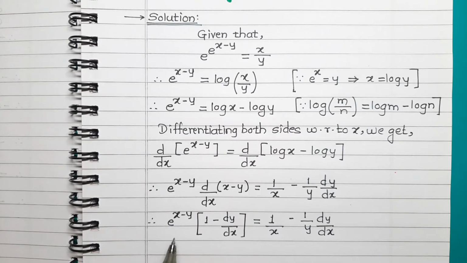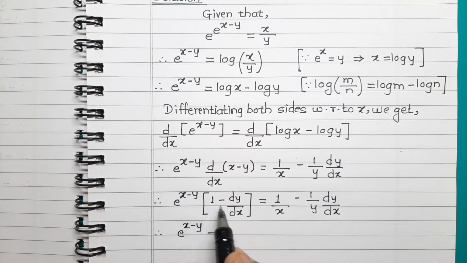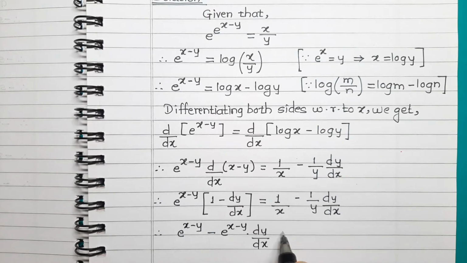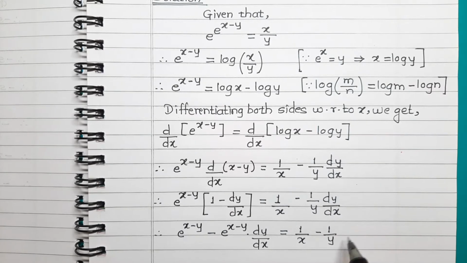Now to the next step, let's calculate the derivative of x minus y. So this term as it is, e raised to x minus y, into the derivative of x, which is 1, minus the derivative of y, which is dy by dx, is equal to, let's write these terms as it is, 1 upon x minus 1 upon y dy by dx. Now let's multiply the e raised to x minus y term into this bracket to get e raised to x minus y into 1, which is e raised to x minus y, minus e raised to x minus y into dy by dx, and on the RHS both terms are as they are: 1 upon x minus 1 upon y dy by dx.